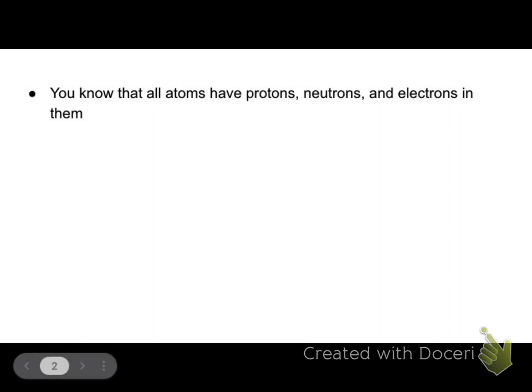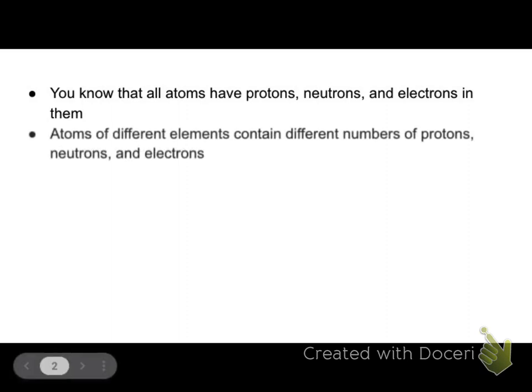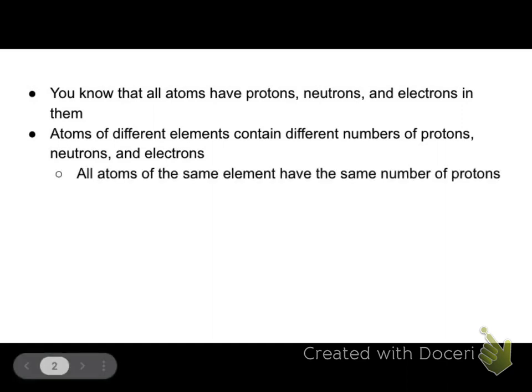You know by now, and if you didn't know before, you certainly know after yesterday's class, that atoms are made up of 3 particles called protons, neutrons, and electrons. Atoms of different elements have different numbers of these particles: different numbers of protons, different numbers of neutrons, different numbers of electrons. All atoms that are of the same element have the same number of protons.